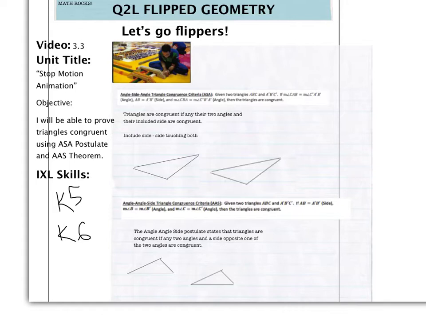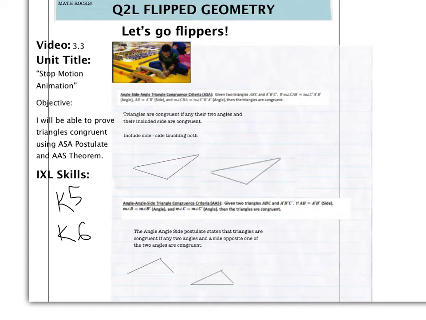Alex talked to you yesterday about congruence, which just means that an object has the same size and the same shape, same angle measure and same side length. So today we're going to be looking at two more theorems that prove congruency.